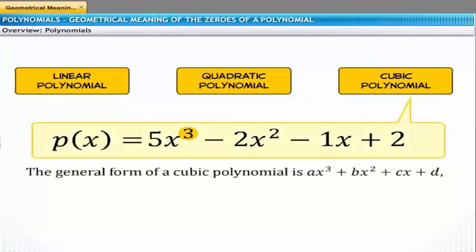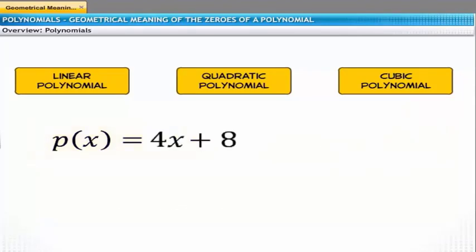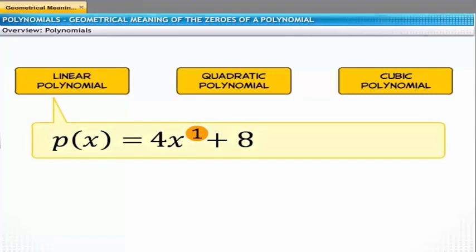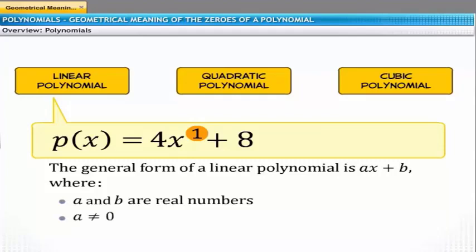The general form of a cubic polynomial is ax cubed plus bx squared plus cx plus d, where a, b, c, and d are real numbers, and a is not equal to 0. Here's a second example. As the highest degree of this polynomial is 1, it is a linear polynomial. This is read as p of x is equal to 4x plus 8. The general form of a linear polynomial is ax plus b, where a and b are real numbers and a is not equal to 0.